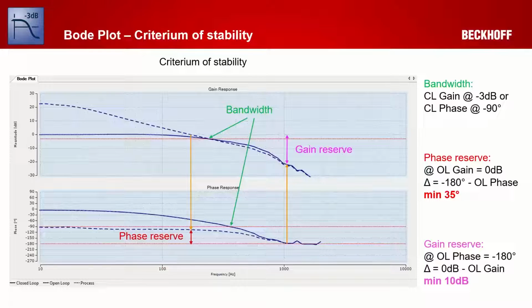Furthermore, there is a criterion or figure which indicates the quality of tuning of your system, and this is the bandwidth. The bandwidth is defined as the closed loop gain crossing minus 3 dB, that's the dashed red line, or the phase at minus 90 degrees. In this case, minus 3 dB is reached at a bit more than 200 Hertz. So we have here in this picture a bandwidth of a bit more than 200 Hertz.